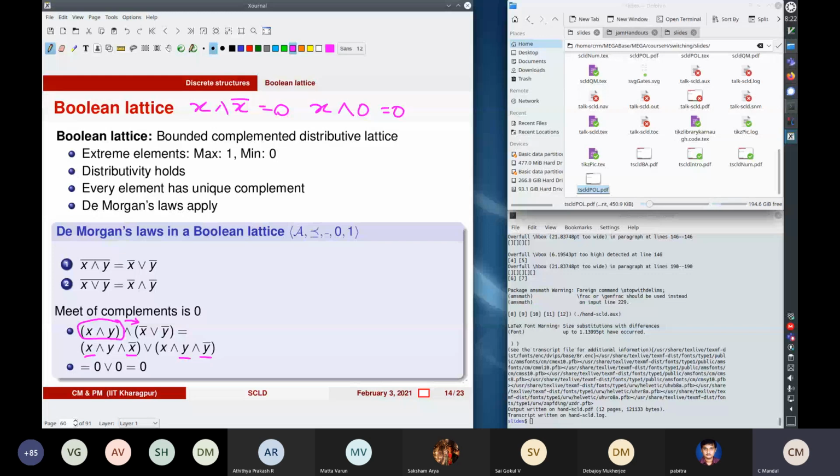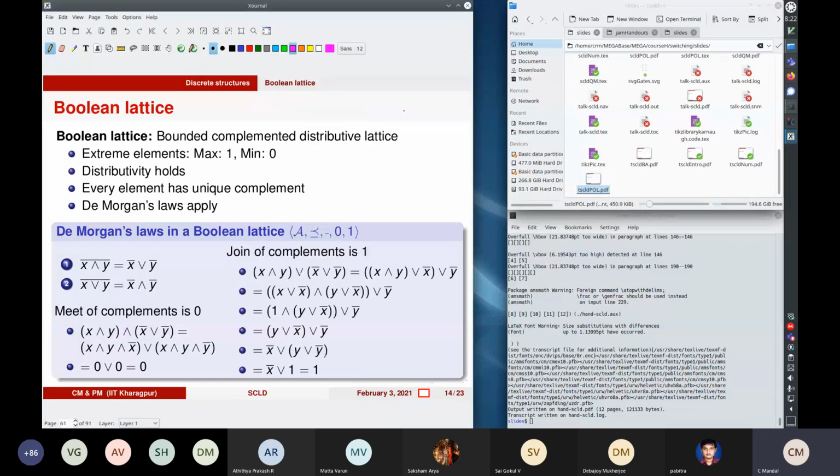So we have been able to show that the meet of the expressions that you are claiming to be complements is 0, and their join should be 1. So once again we carry out a similar exercise, and then you see that you can follow the steps. These are straightforward steps. So you find that the join of those two expressions is 1. So you can say that those are complements. So the other property can also be shown. So that's how you can show that De Morgan's laws apply in a Boolean lattice.